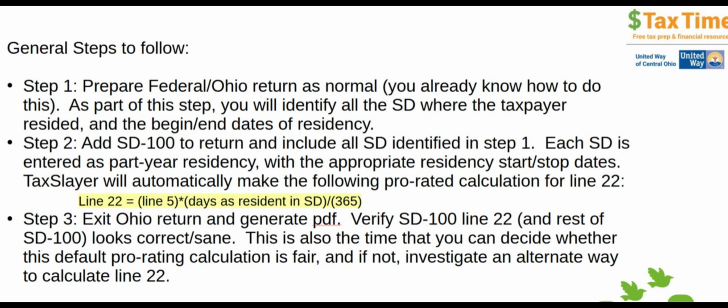And in step 3, we'll exit the Ohio return, look for errors, and generate a PDF and look at the SD100, line 22, and the rest of the SD100, to see if it looks correct and sane. This is also the time where you can make a judgment call as to whether the calculated prorated value is appropriate or whether you want to dig a little bit deeper and refine that.